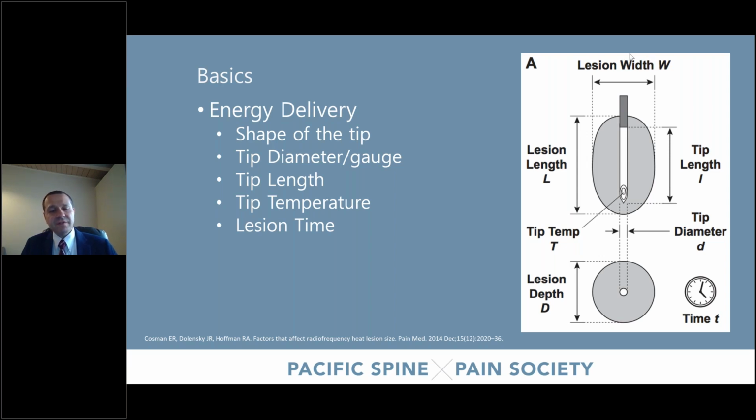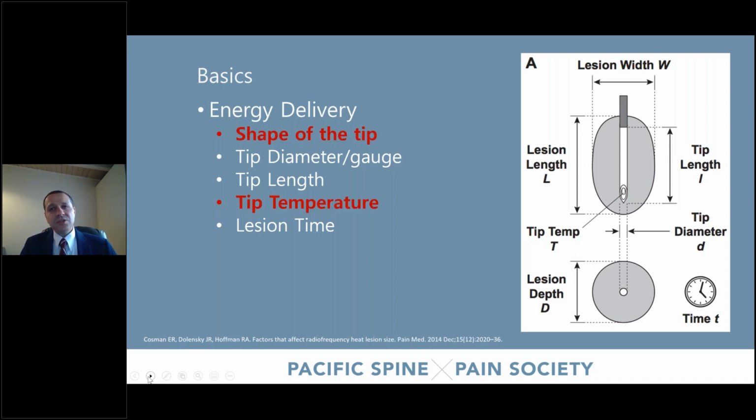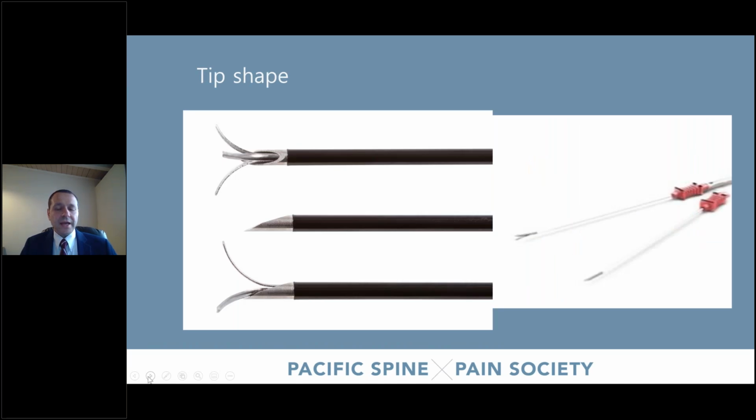Out of these five, probably the shape of the tip and the temperature of the tip are the ones that are most modifiable. The other ones you can certainly modify, but to a limited degree. For example, you can go from a 21 gauge to a 17 gauge. You can go from 0.5 to 1 centimeter of the tip length, but probably you cannot put an active tip of 5 centimeter. You cause a lot of other tissue damage. And the same thing with the lesion time. As you saw in the previous slide from Dr. Provenzano, after about 80-90 seconds, you hit a kind of plateau, and you cannot go basically 30 minutes burning.